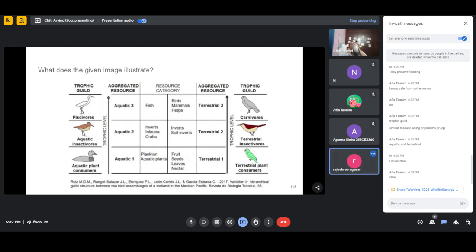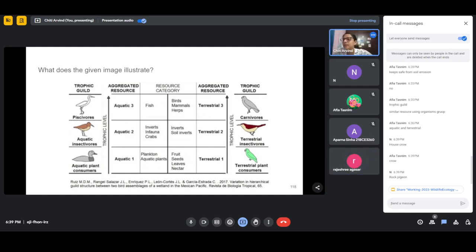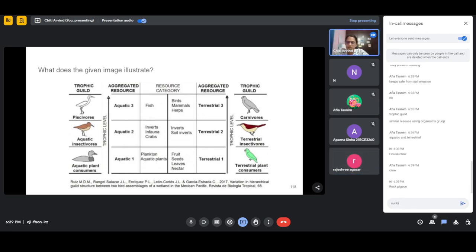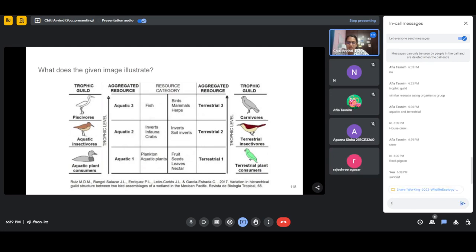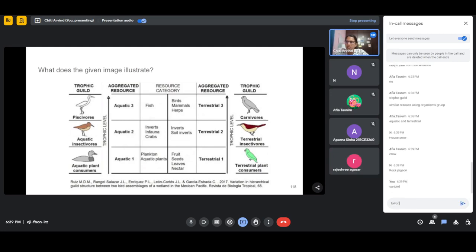Tailor bird. Okay, rock pigeon, tailor bird. Sunbird. Okay. Purple rumped sunbird. Okay, so I'm just going to put sunbird, tailor bird. Okay, great. So now let's take these four birds.